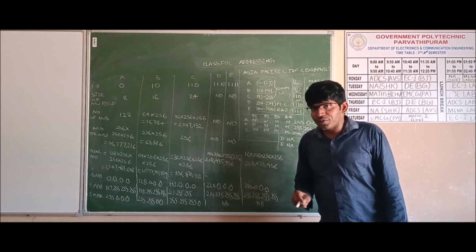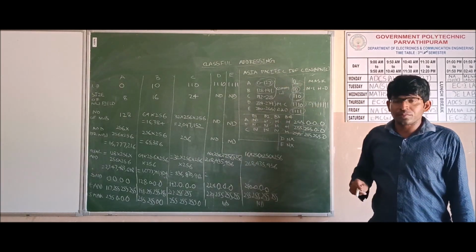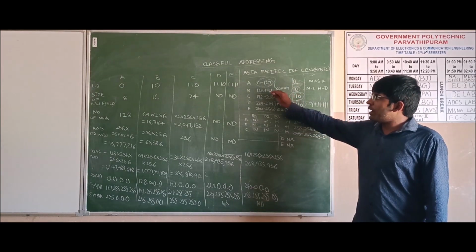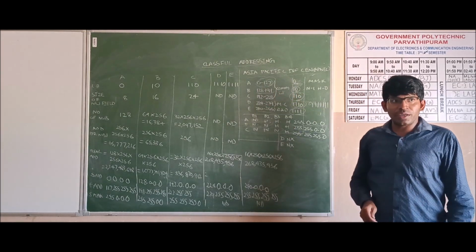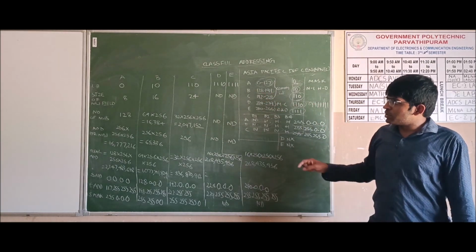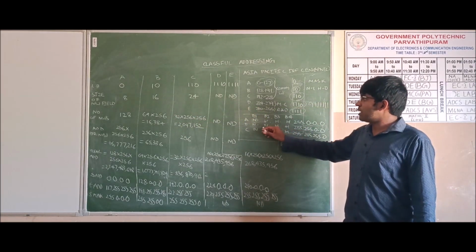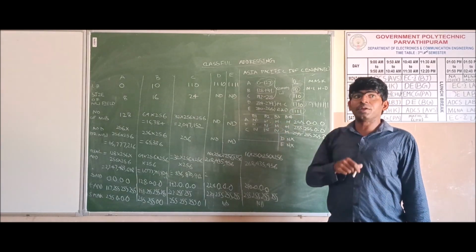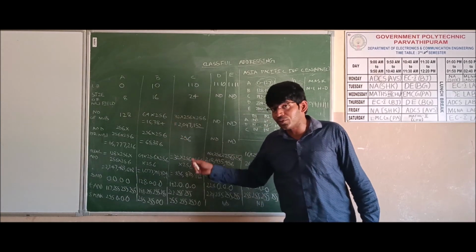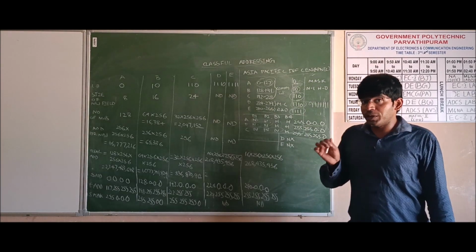So the number of networks in class A is 128, in class B it is 191 minus 128. 128 to 191 means 64 networks. 64 networks into 256, because the second byte is also network bits. So 64 into 256, 16,384 networks we can establish by using class B addresses.